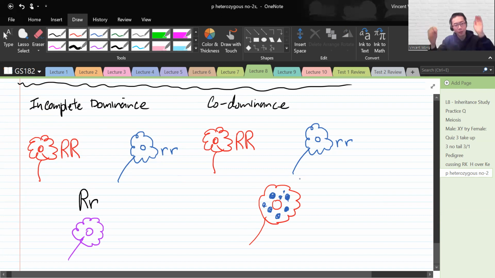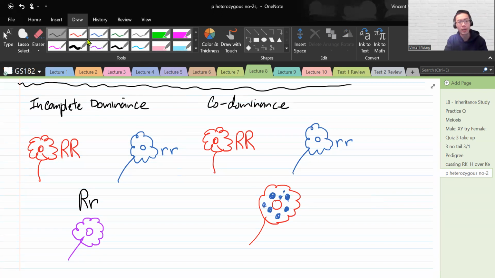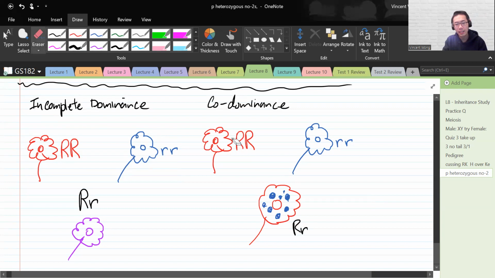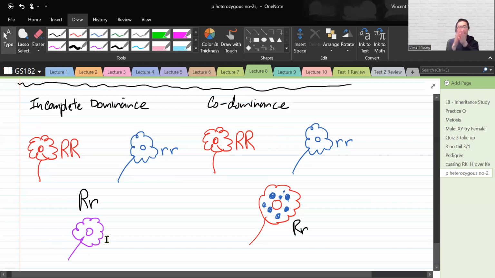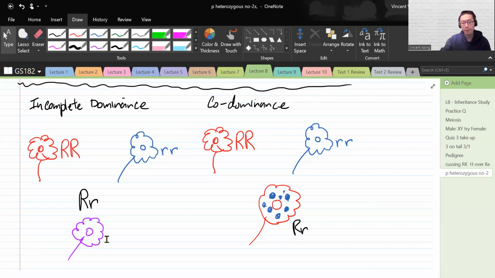Okay, or like a blue flower with red dots, doesn't really matter. The point is, in codominance, both traits are expressed together in the heterozygous form. Okay, they are both going to be there. You can see, oh, there's red parts and blue parts. Over here, it's a blend. Okay? It's like mixed together. You can't tell what the original is necessarily. It's just some intermediate version.